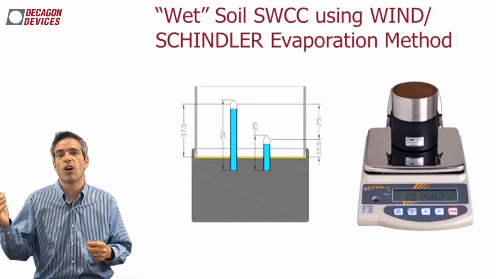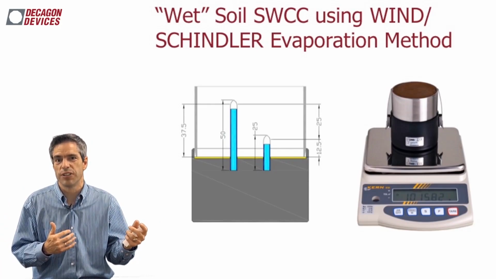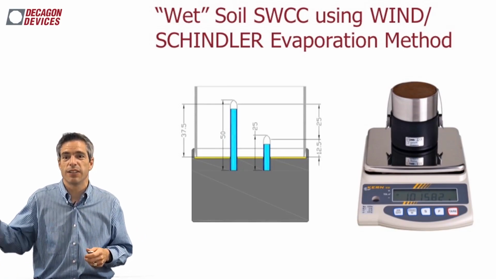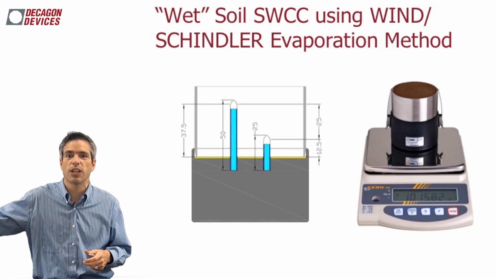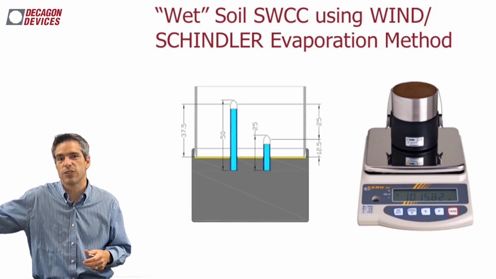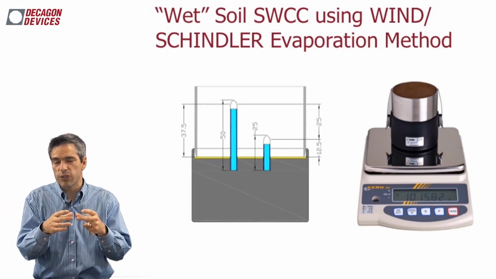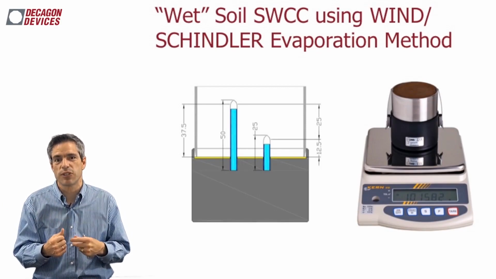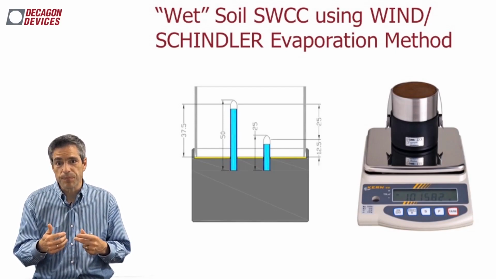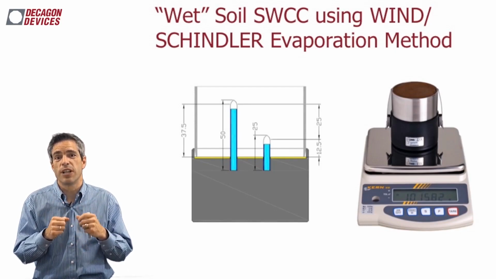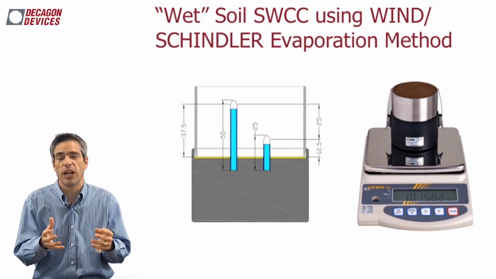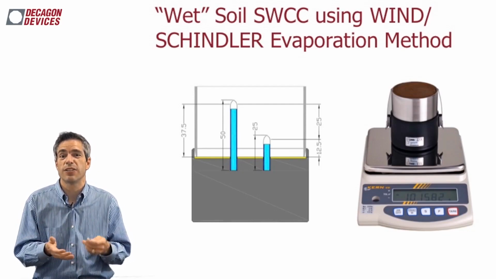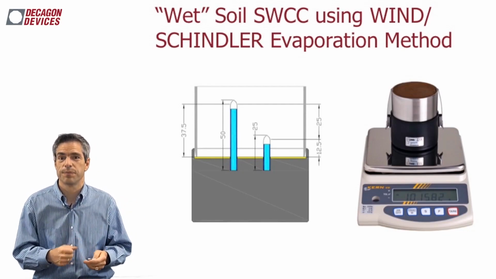The SWCC can also be analyzed in the wet region by using this Windschindler technique, and I show it here. Now, look on the near side, we've just got a couple of tensiometers sticking up out of a base. They're at two different heights. What we do is take our soil sample, we put that soil sample onto these tensiometers and allow that soil sample to dry into the air. And we monitor the water potential over time to see how that changes as we monitor the weight on that scale. And using this technique, we can create the SWCC for wet soils.